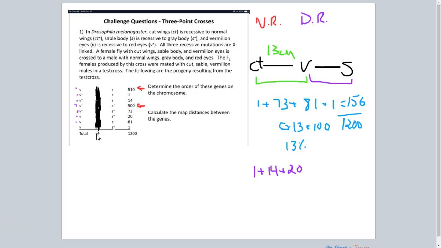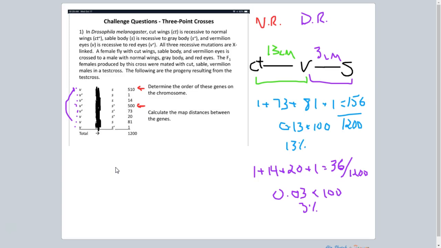We have recessive V with recessive S. That's the same as this non-recombinant pattern. We'll ignore that. And finally, we have recessive V with dominant S. That's different. So we add up all of these independent recombination events that occurred between V and S, and we get 36. That's the number of recombination events between those two genes. We want to divide that by the total. We get 0.03, which we multiply by 100, gives us 3%, or 3 centimorgans. That's our map distance between V and S.